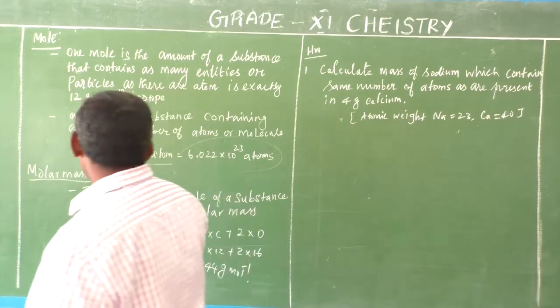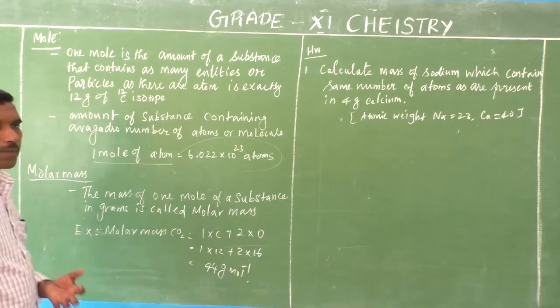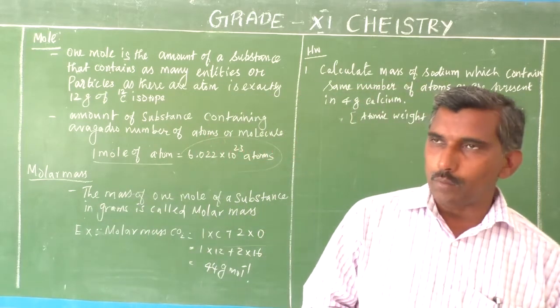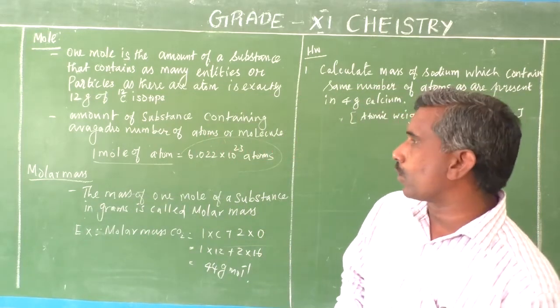Now molar mass is the mass of 1 mole of substance. The mass of 1 mole of a substance is equal to its molar mass.